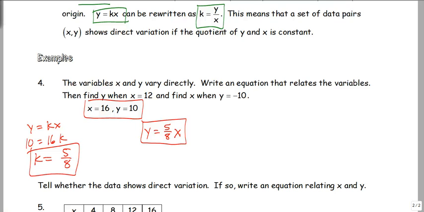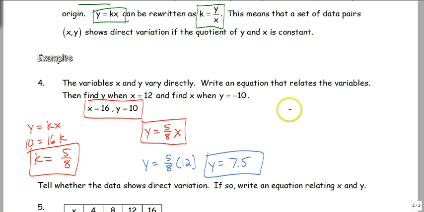Alright, let's start with the first part. When x is 12, y is equal to 5/8 times 12. So y would equal 7.5. So that's the first part. Second part, it says find x when y is negative 10. So I put a negative 10 in for y, and I say that's equal to 5/8 x.